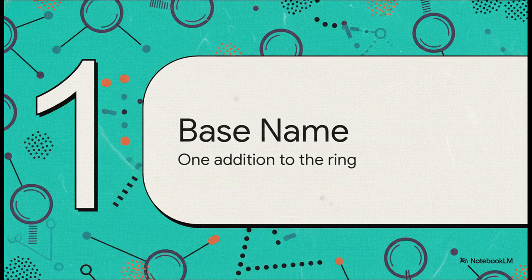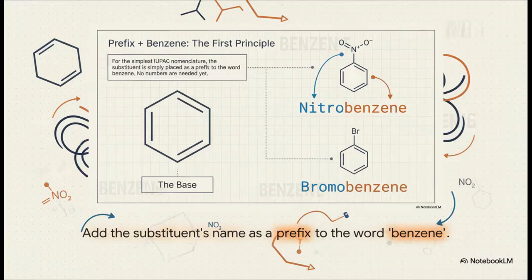All right, let's start at the very beginning, with the foundation. What do we do when we have just one group attached to our benzene ring? Well, the first rule is actually beautifully simple. You just take the name of whatever group is attached, chemists call it a substituent, and you pop it right in front of the word benzene. So a nitro group gets you nitrobenzene, a bromine atom, bromobenzene. It is that direct. And since there's only one group, its position is obvious, right? So no numbers needed. Not yet, anyway.